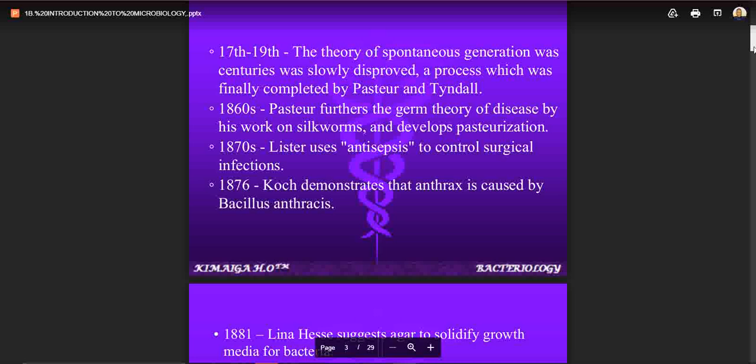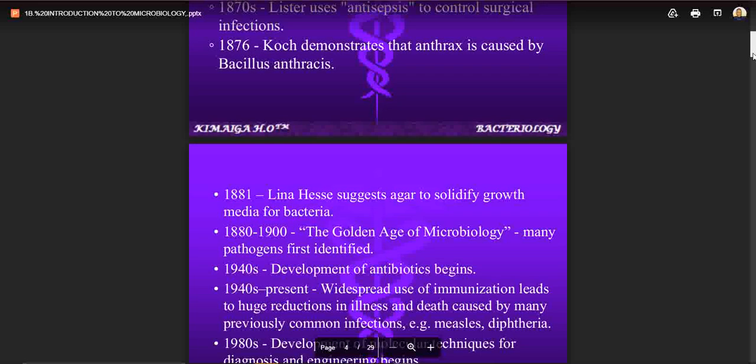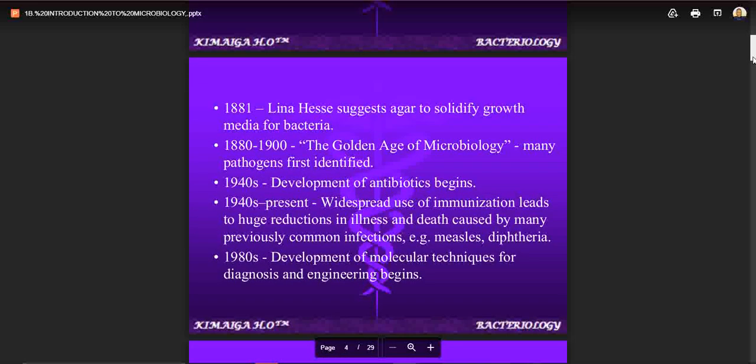In 1876, Robert Koch demonstrated that anthrax is caused by Bacillus anthracis. And then in 1881, he suggested agar to solidify growth media for bacteria, and agar is currently one of the special media used in culturing bacteria in the lab for investigation and sensitivity purposes. So we culture them in agar. That was in 1881.